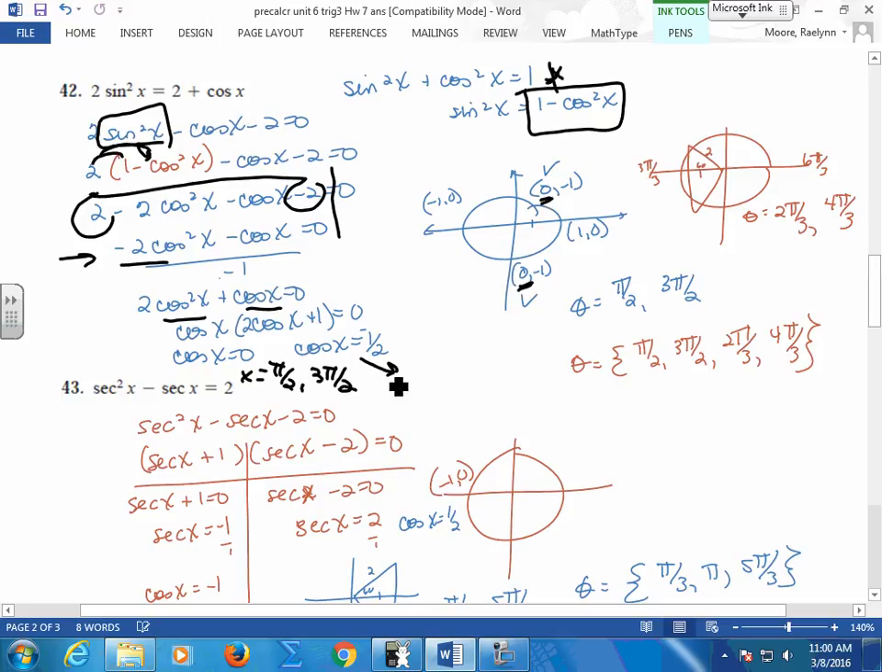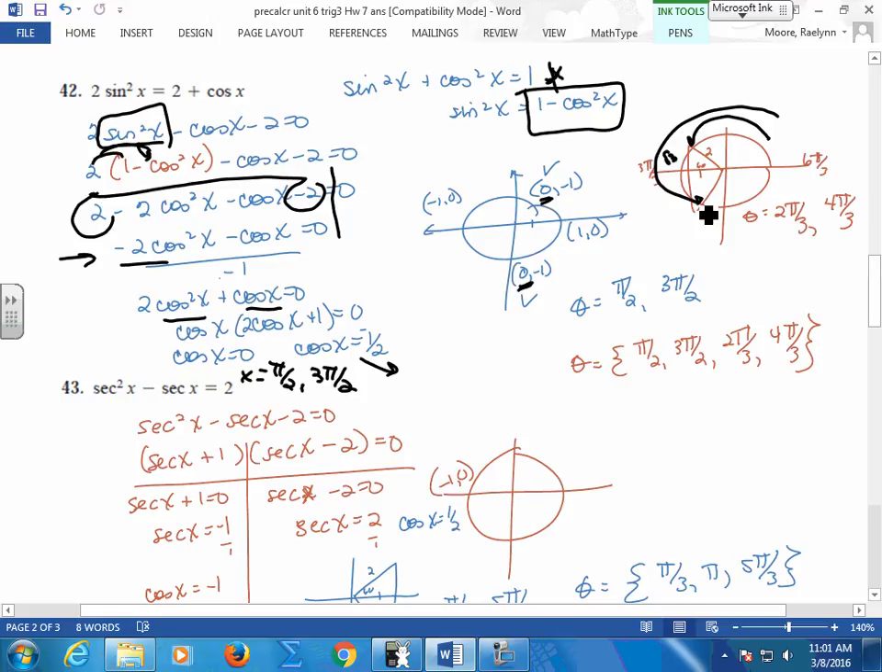This guy says, where is cosine negative? Cosine uses the x values. Cosine is negative in quadrants 2 and 3, where x is negative. So I set this up, 1 over 2. I recognize my special triangle. That's a 60. So I've got a 2 pi over 3, and I have a 4 pi over 3.